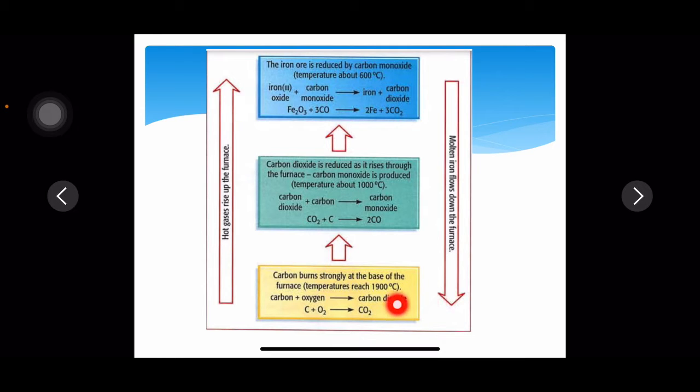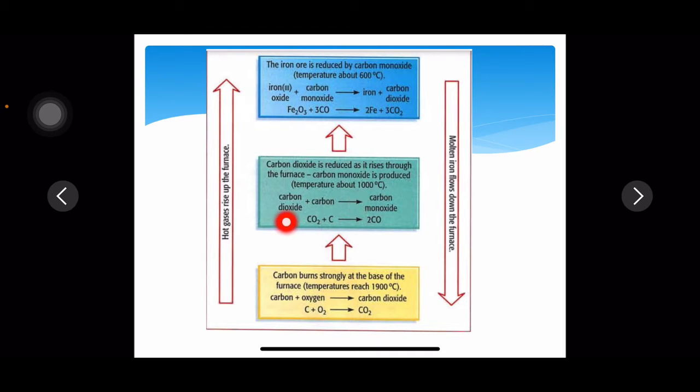The first reaction that happens here is combustion of carbon. Carbon plus oxygen make carbon dioxide. This reaction is very important because it increases the temperature of the furnace. So temperature almost reached 1900 degrees Celsius. This is a highly exothermic reaction. They can ask you what is the importance of this reaction. This reaction is exothermic, so it increases the temperature of the furnace.